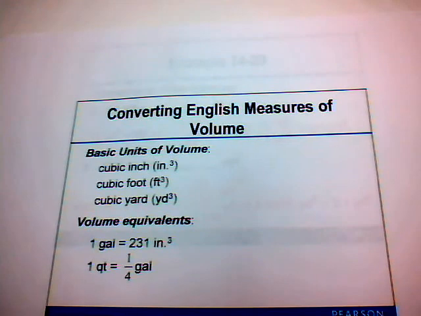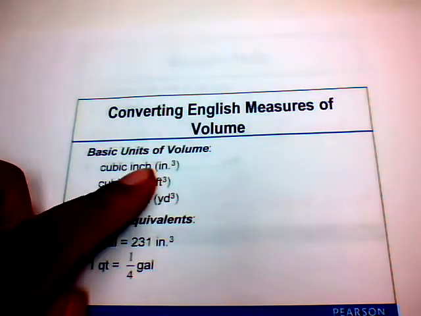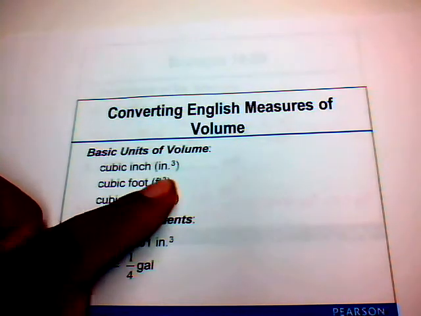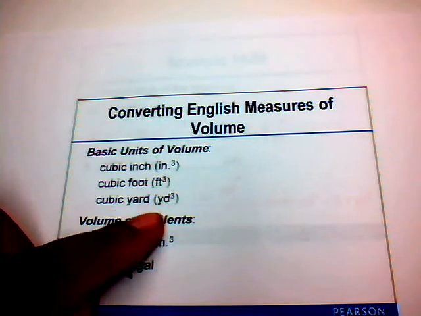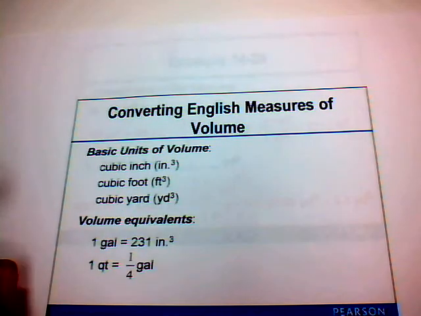And here we have the English measures of volume. And the basic units are your cubic inch, cubic foot, cubic yard. And those are the abbreviations there. Cubic inch is inches to the third power. Cubic foot is foot to the third power. Cubic yard is the abbreviation for yard to the third power.